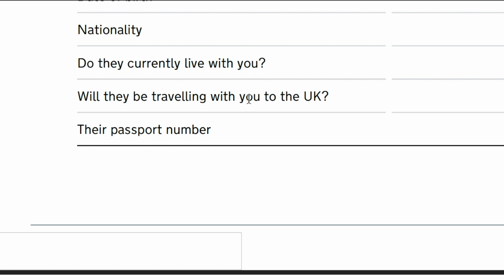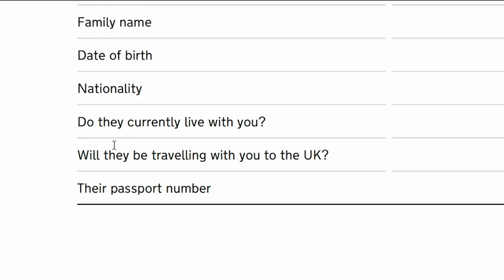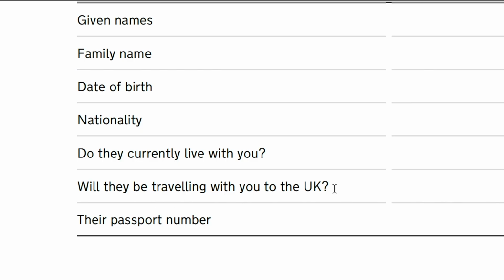Will they be traveling with you to the UK? Their passport number. So they're asking you for your spouse's details, whether or not they are traveling with you. So if they are now going to travel with you, you answer here. Will they be traveling with you to the UK? You can now answer yes.